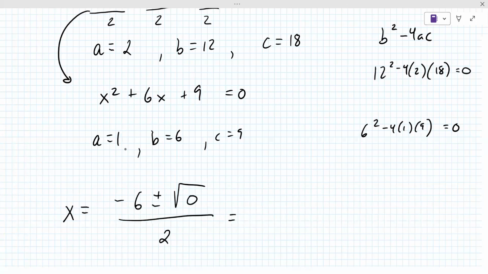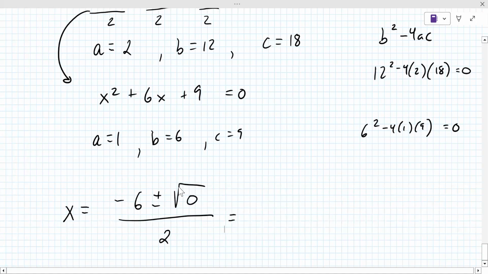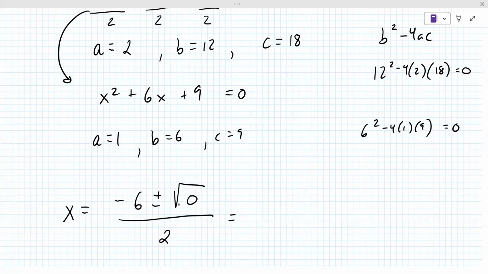Divide them by 2. But the square root of 0, what is that? That would be 0. So it actually contributes nothing. So you can actually eliminate it altogether.